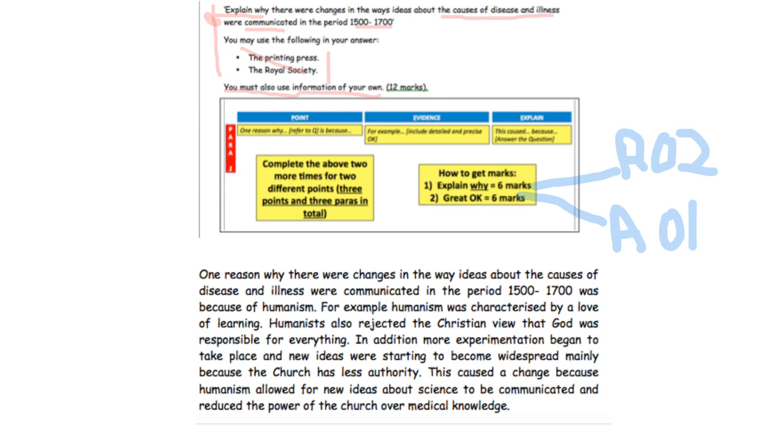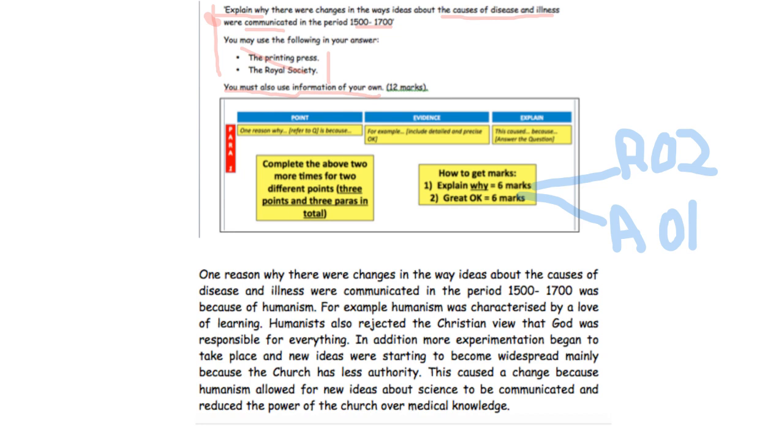So I have chosen on purpose quite a difficult question for you to tackle here. This is, I would say, probably the hardest it's going to get. And I did spend some time racking my brains a little bit on this question. So I think I've made this a little bit easier for you by addressing the hardest paragraph that you might have to. So the question was, explain why there were changes in the ways ideas about the causes of disease and illness were communicated in the period 1500 to 1700.